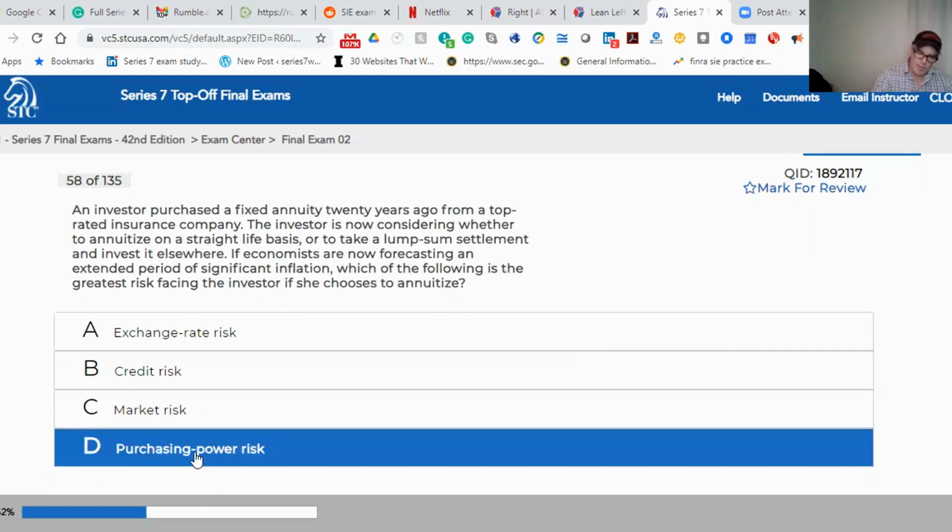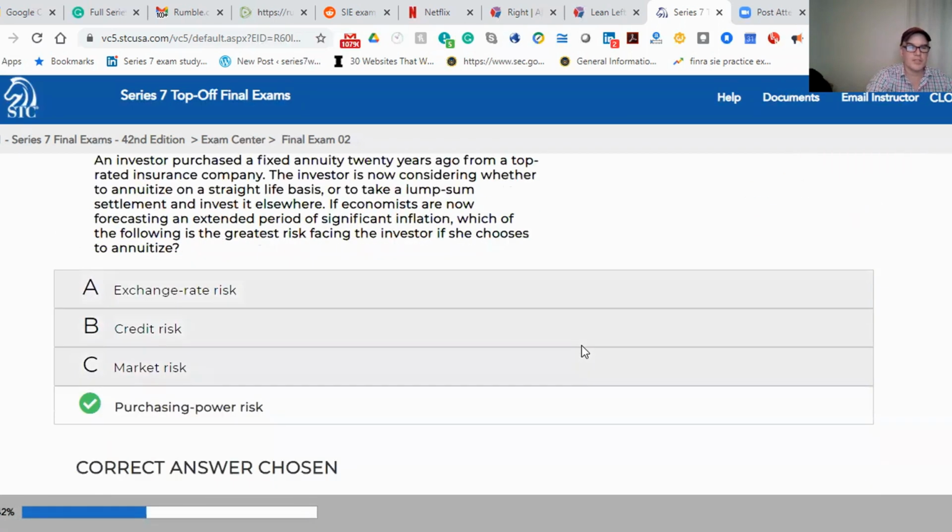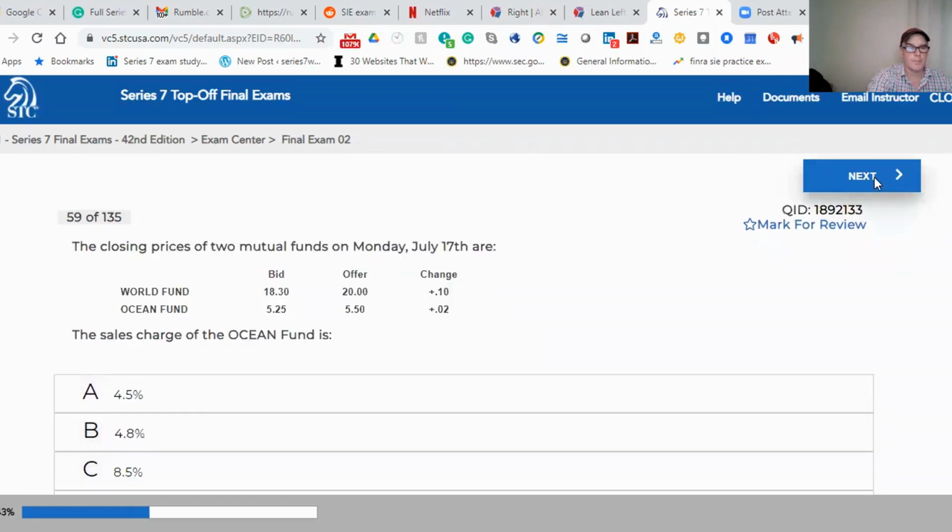Because if you do a fixed annuity, you're getting the same amount of money every time, which means as costs go up, you're earning the same amount of money, but it's buying less. So always remember, fixed annuities have inflation or purchasing power risk. Variable annuities have market risk.